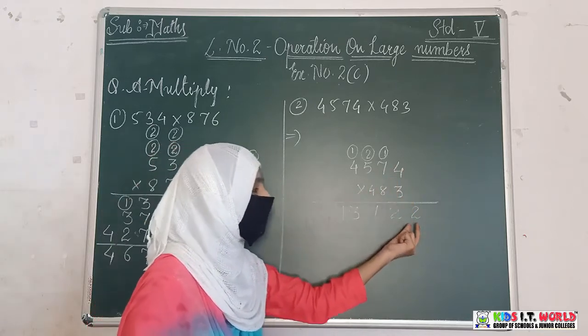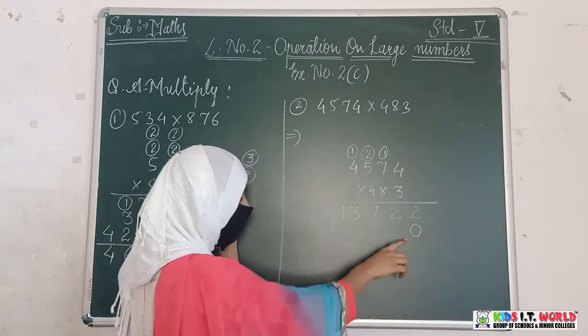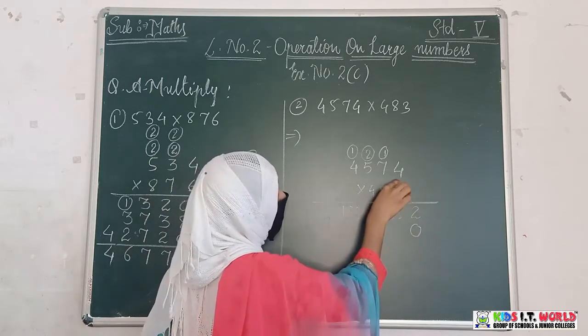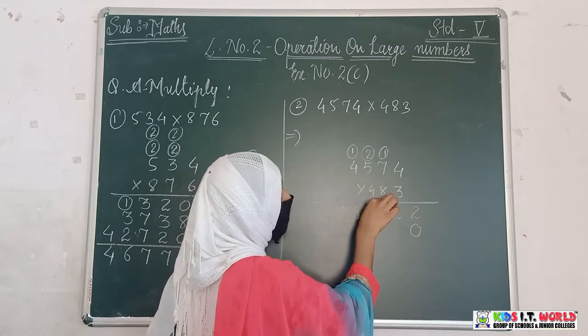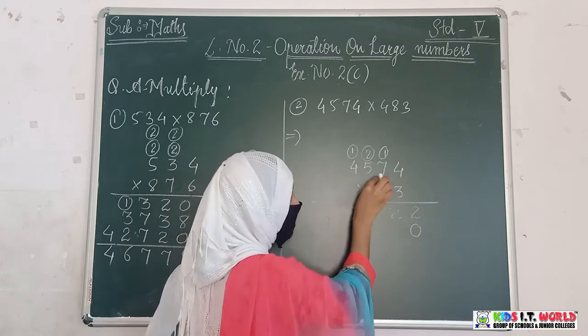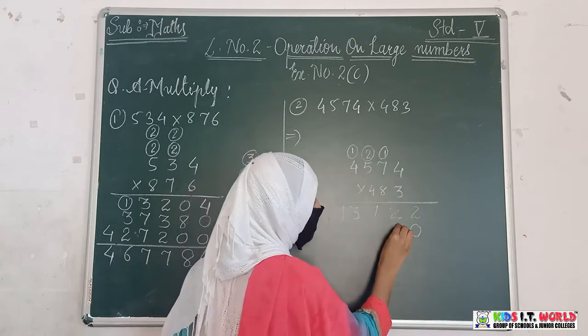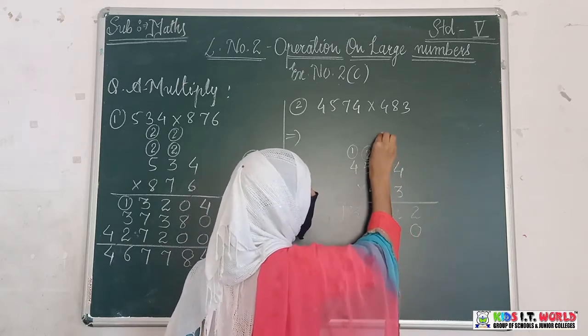Whenever we are coming to the next step now, you will write the 0 here, 1 zero on the first step. Now we have to do the multiplication from 8. So here you have to multiply these numbers by the 8. So 8 4s are 32. So you will write 2 here and 3 will be carried.